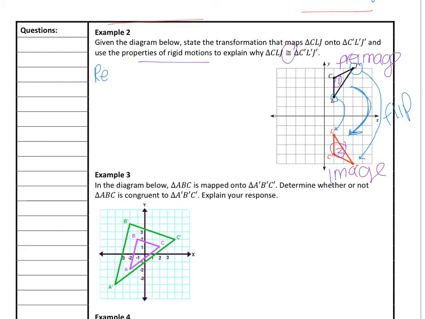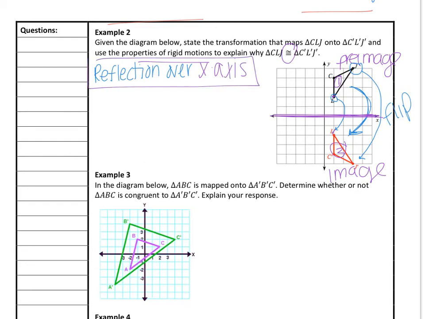So you could say a reflection over, and then you have to give the line that it's reflected over. So it's the line that lands in the middle of the points. So in the middle of L and L prime, I see the x-axis. In the middle of J and J prime, again, I see the x-axis. So it's a reflection over the x-axis.